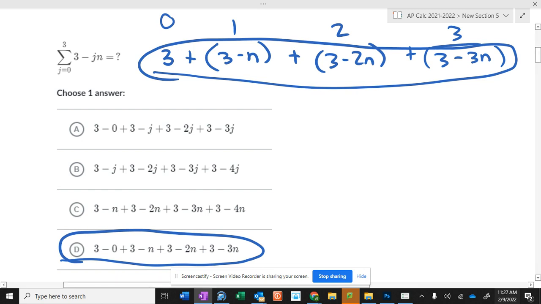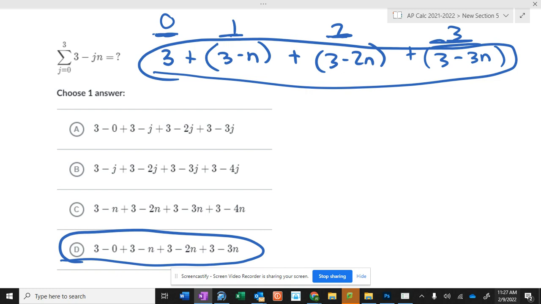Trey, if 0 is another term, why do you have a 3 over the sigma? Because it goes from 0 to 3, which is 4 terms. Because 0, 1, 2, 3. My first term was j equals 0, then j equals 1, j equals 2, j equals 3.